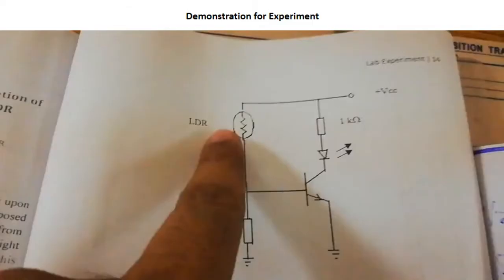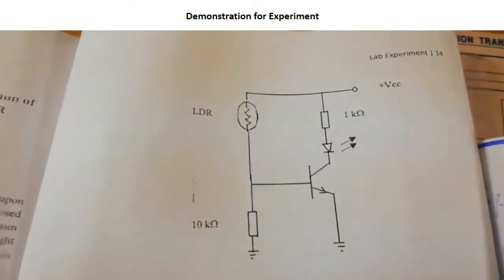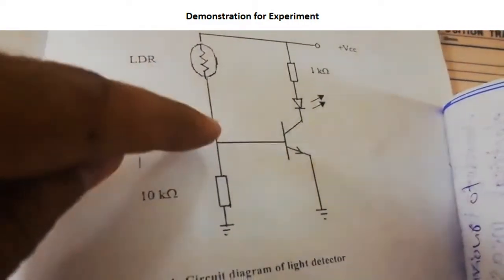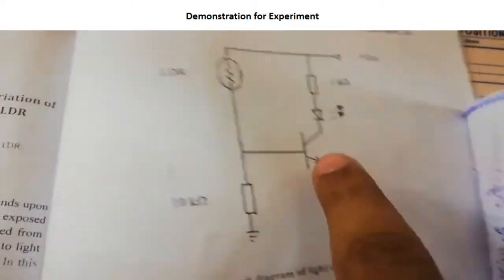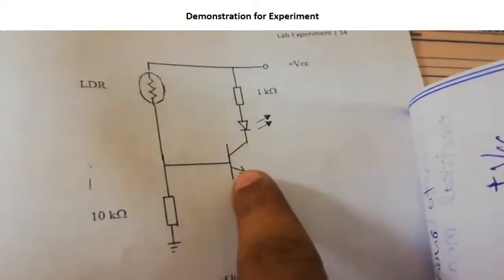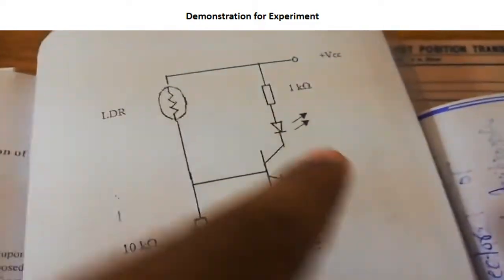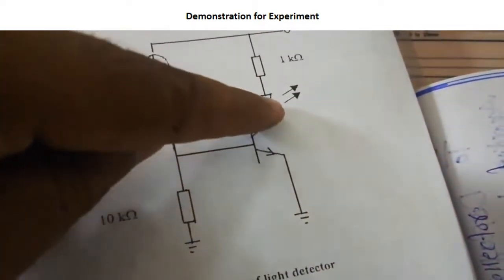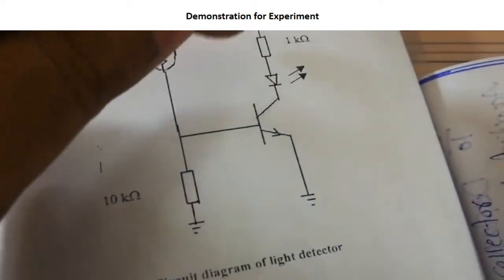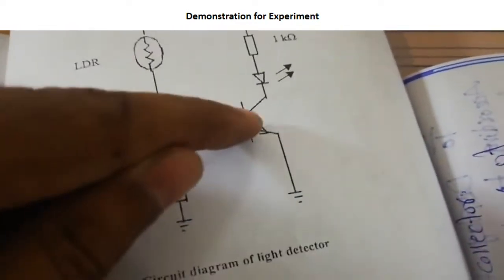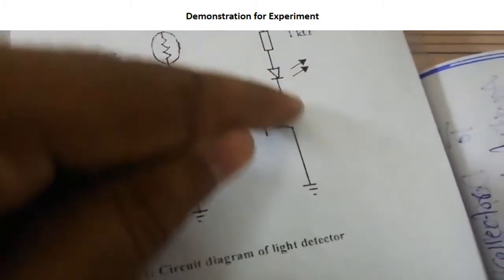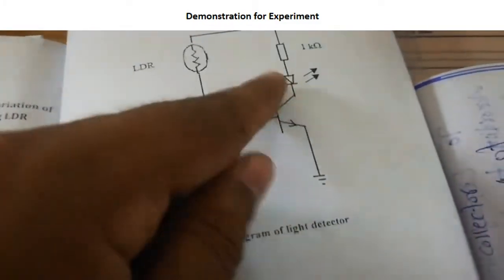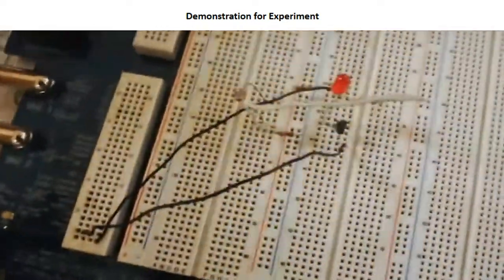Let us see how this circuit works in the laboratory. This is our LDR. This is the 10 kilo ohm resistance. When the value of the LDR increases or decreases, a voltage drop appears at the input of the transistor, and it turns on or off depending upon the voltage at its input. This is an LED connected with 1 kilo ohm resistance. When the transistor is in the on condition, the current flows through this branch and our LED starts blinking, and when there is no current or no voltage at the input, our LED will not be blinking.